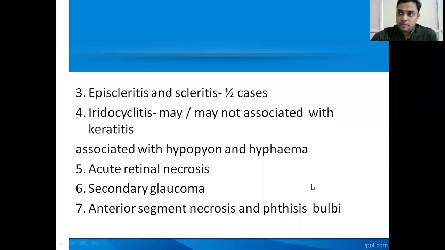And in severe cases, if we don't treat the patient, complete anterior segment necrosis is seen, and there is a complete ciliary shutdown. That is, there is a complete absence of production of aqueous humor, and the eye becomes shrunken. That we call phthisis bulbi. So every part of the eye is involved. If you don't treat the patient, every part of the eye is involved.